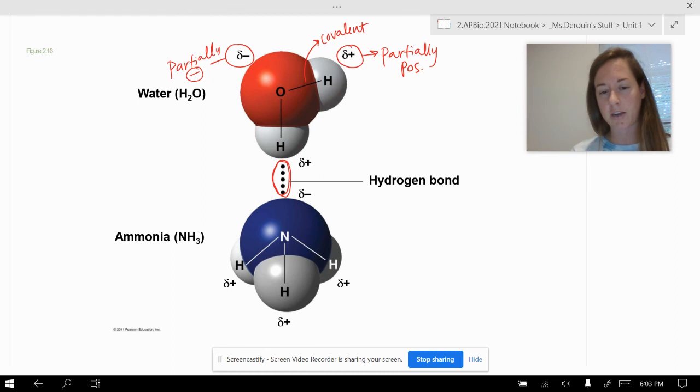That's hydrogen bonding. And this bond would be constantly breaking and reforming between new molecules all the time if it was a liquid. If it's a frozen substance, then the hydrogen bonds are not breaking, which we'll talk about when we talk about water.